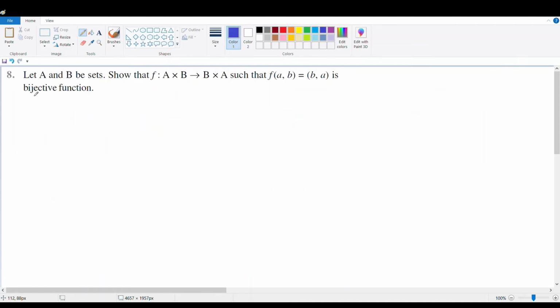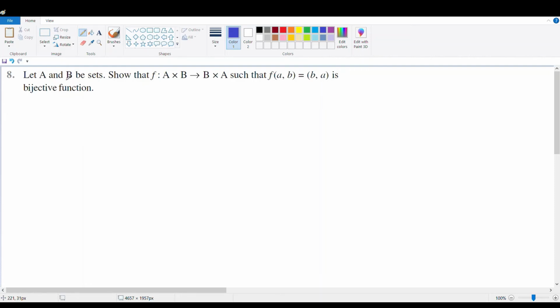Question 8. Let A and B be sets. Show that function f from A cross B to B cross A such that f of A comma B is equal to B comma A is a bijective function. So this function does what? If you enter A comma B, it flips it and it makes it B comma A.